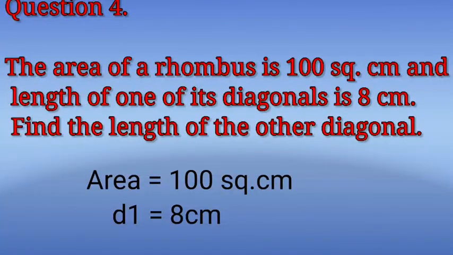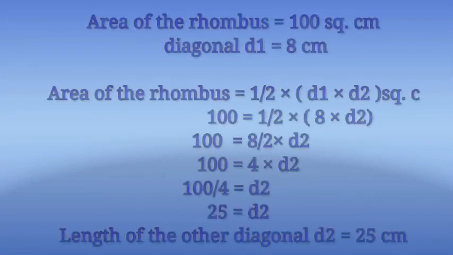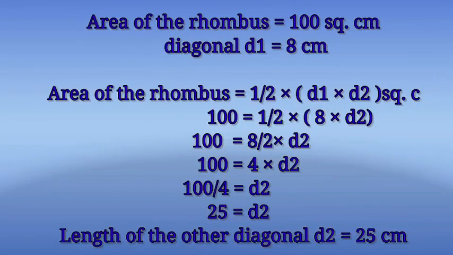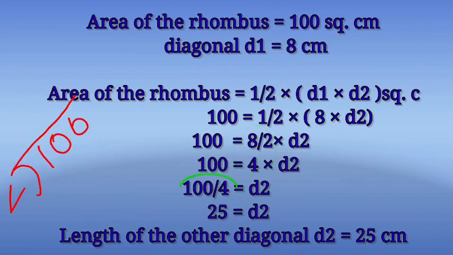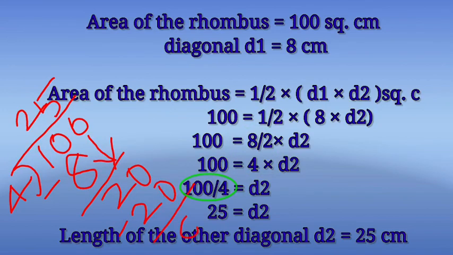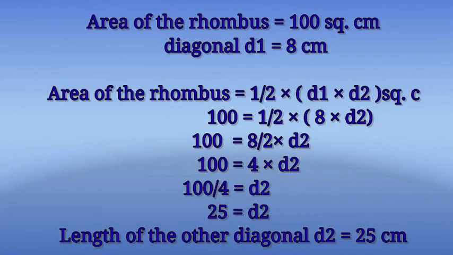Next, question number 4. The area of a rhombus is 100 square centimeter and the length of one of its diagonals is 8 centimeter. Find the length of the other diagonal. Using the values of area and the diagonal in the formula, we can get the value of diagonal 2. For that, we have to simplify by dividing 8 by 2 and by dividing 100 by 4. Finally, we get the length of the other diagonal. D2 is equal to 25 centimeter.